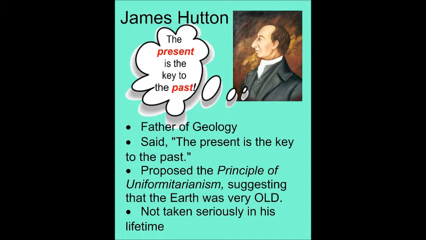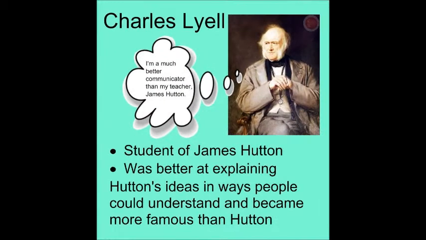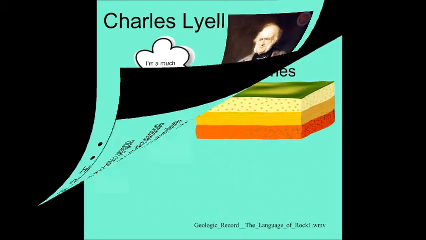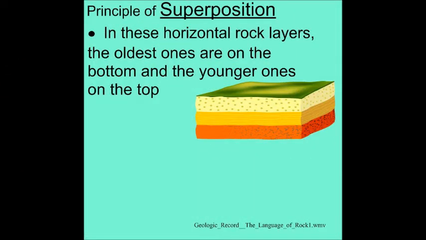In his lifetime, like many of the other scientists we've studied, he was not taken seriously until his student, Charles Lyell, who was much better at explaining James Hutton's ideas, came along and wrote a book called The Principles of Geology. And that was one of the books that inspired Charles Darwin, who eventually wrote the theory of evolution through natural selection. So we're going to learn the 5 principles that Charles Lyell and James Hutton laid out to be able to read rock. The first is called the principle of superposition.